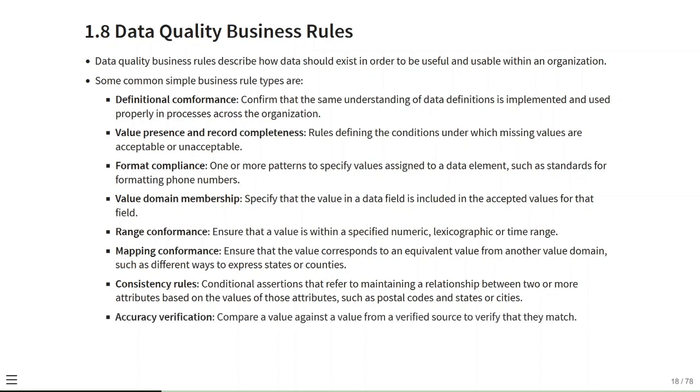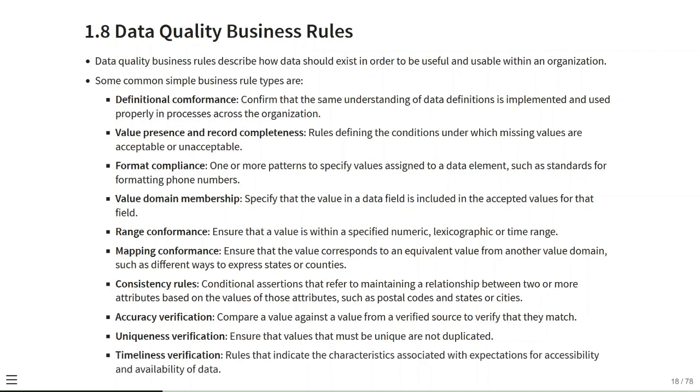Accuracy verification: compare a value against a value from a verified source to verify that they match. Uniqueness verification: ensure that values that must be unique are not duplicated. And timeliness verification: rules that indicate the characteristics associated with expectations for accessibility and availability of data.